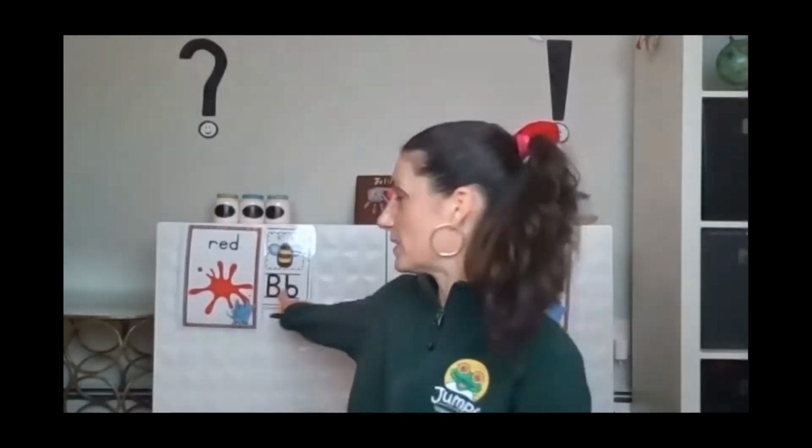Okay, so we also have the Z sound at the end of words, like buzz, right? What does a bee do? We have the bee here, back here still. The bee buzzes, right? So I could say buzzes, and the Z is in the middle of the word. Or I could just say buzz, and now the Z is at the end of the word.